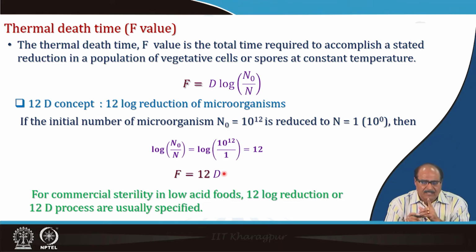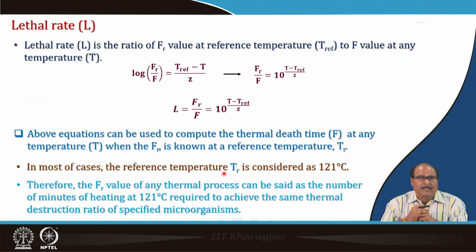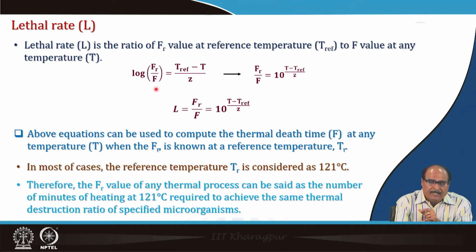So, for commercial sterility of low acid food, as I told you, a 12 log reduction or 12D process is usually preferred or specified. Then lethal rate, L, is the ratio of the F value at a reference temperature T ref to the F value at any temperature: log of FR by F equals (T ref minus T) by z.